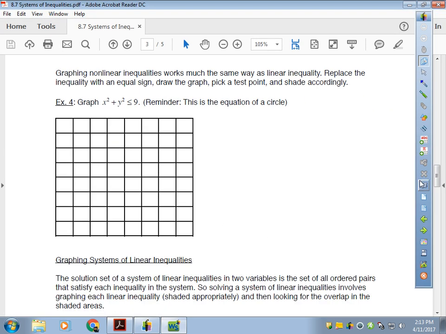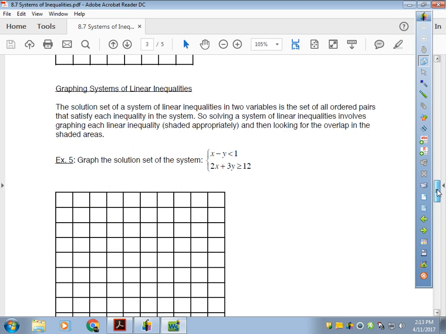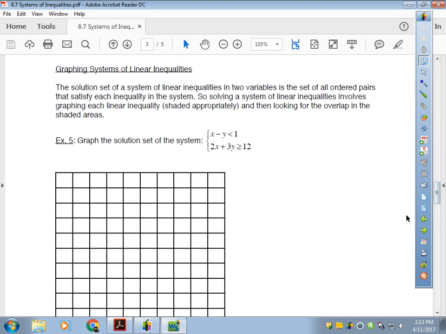Alright, so far everything we've done has been one equation in isolation. But now we're going to talk about solving inequalities that are systems. So you have multiple inequalities. With these, the way it works is you graph each inequality, figure out where each one would be shaded, and then look for the area of overlap. There will usually be some spot where the two shaded areas or three shaded areas all overlap, and that would be your solution for the system.